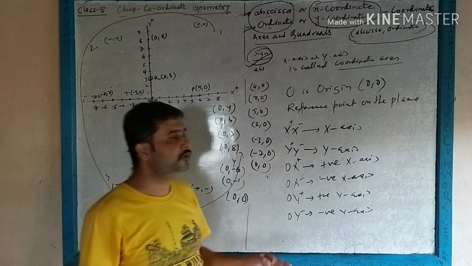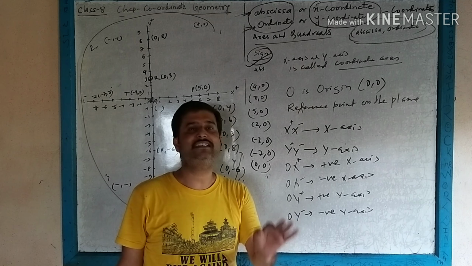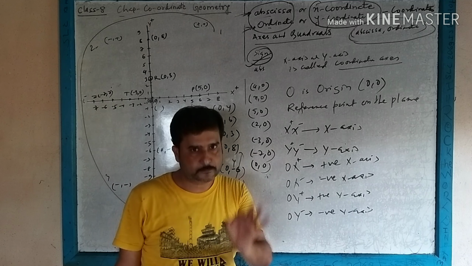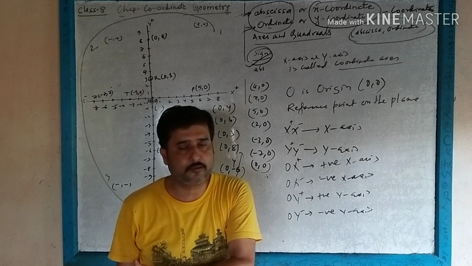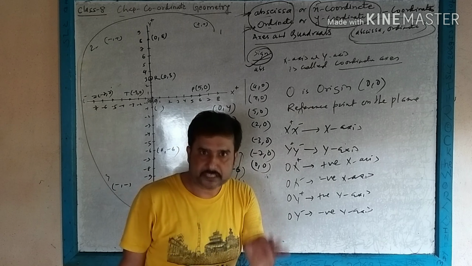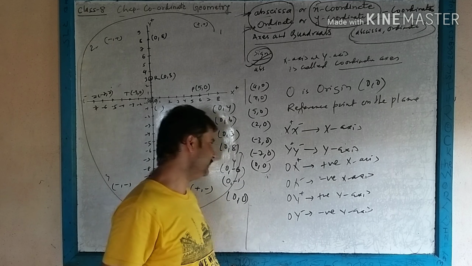So finally, what we have concluded is that any point on the x-axis is x comma 0. If the value of x is positive, it lies on the positive x-axis. If the value of x is negative, it lies on the negative x-axis. If the value of x is 0, it is the origin.